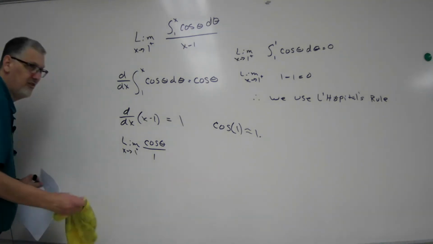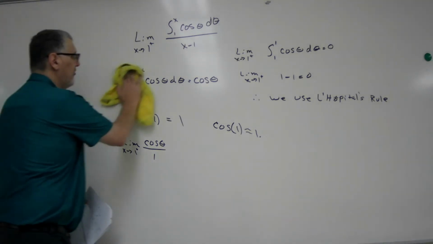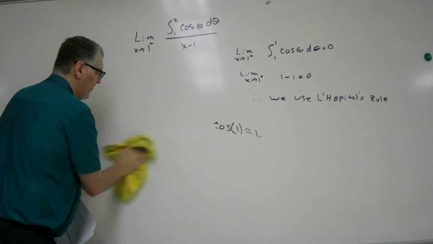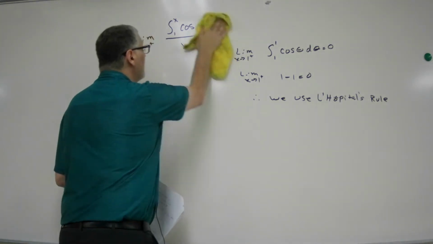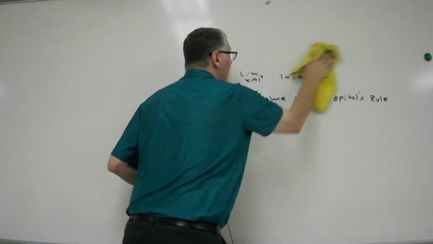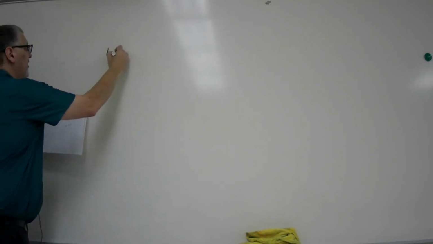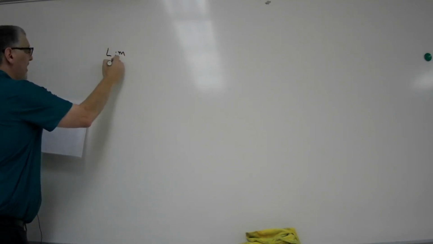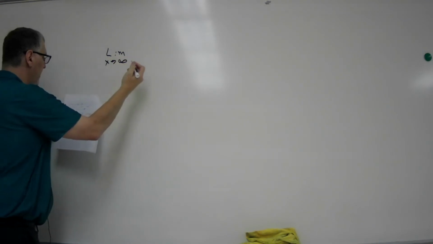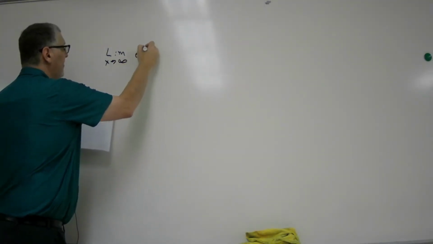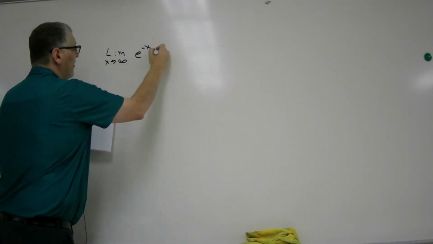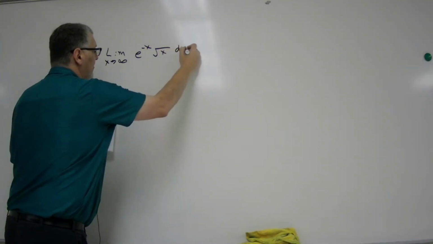Or they may do something like this. They can do this to you. I want you to find the limit as x approaches infinity of e to the negative x times the square root of x.